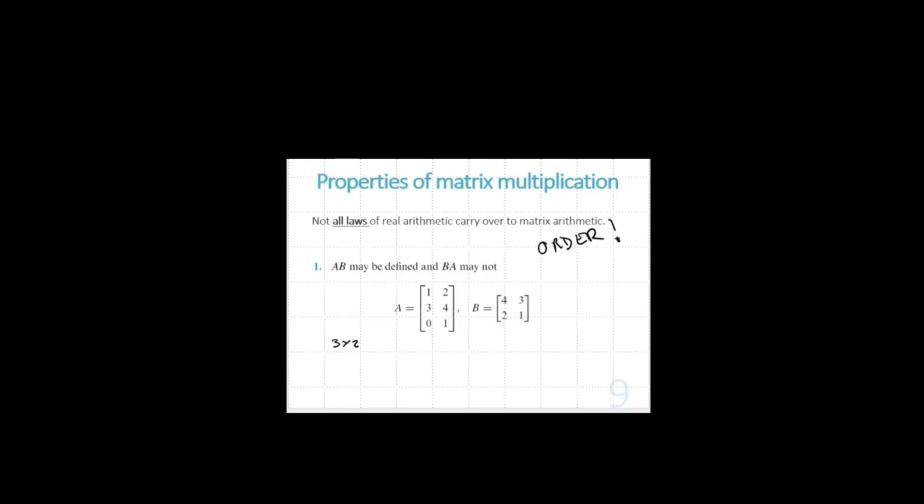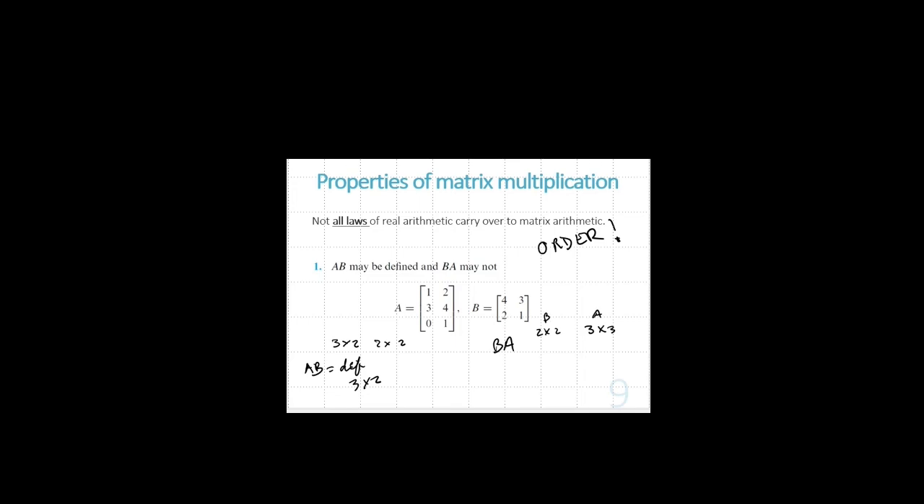A 3 by 2? And then we've got a 2 by 2. So that one's going to be defined, right? That one is defined. And what size are we going to get really quick? 3 by 2. Yeah. What about BA? So if we've got BA, here we got a 2 by 2, and then we've got our 3 by 2 for A.